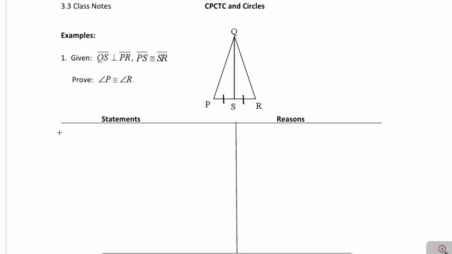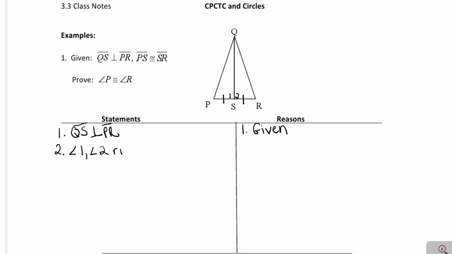So our first given has QS perpendicular to PR. Our second given, PS congruent to SR. So make sure you put tick marks on the diagram. So let's think, what does this first given mean if QS is perpendicular to PR? Perpendicular, you should automatically be thinking right angles. Which angles are right angles? The angles that are formed by those two segments. So we can conclude from that first given that angle QSP and angle QSR are right angles.